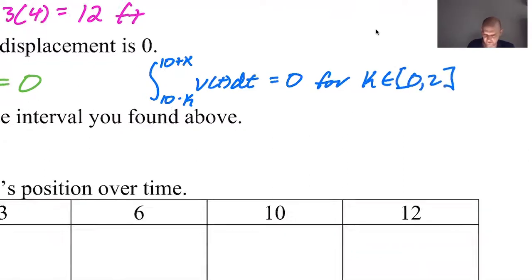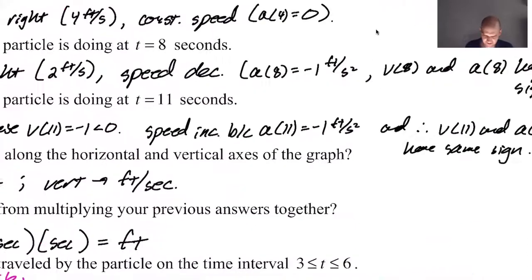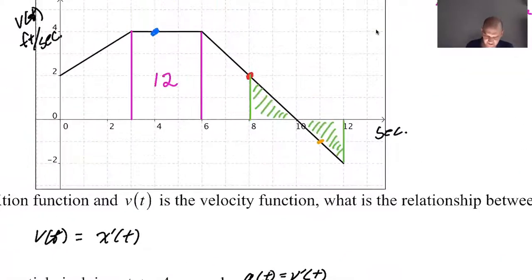Think that one through. As long as k is between 0 and 2, the integral from 10 minus k to 10 plus k of v of t dt is going to be 0. What does that mean? When k is equal to 0, you get 10 to 10, which definitely gives you 0. When k is 1, you get 9 to 11, which gives you 0. When k is 2, you get 8 to 12, which gives you 0. And everything in between will also give you 0 because you keep that symmetry around 10 and you stay within 2 units. So it's going to work.